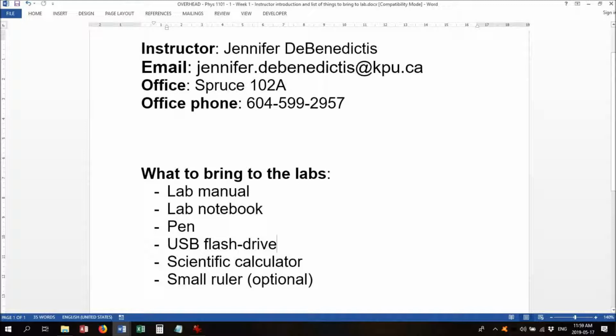Things that you should bring to every lab include a lab manual, and by the way, there is a free electronic version that you can obtain from the physics department, or you can purchase a paper copy from the bookstore. Other things you'll need will include a lab notebook, a pen, and a USB flash drive is very useful because you will be doing a lot of computer work in the labs. You won't need it for the first lab period, but by the second lab period you should have one. A scientific calculator is also useful, although we will be doing a lot of calculations in Excel. And a small ruler just for drawing tables in your lab book is also useful, but that's optional.